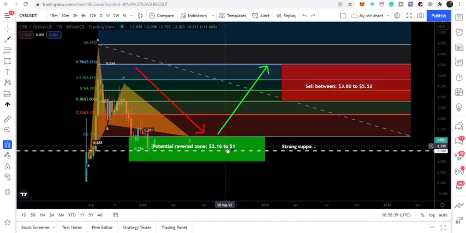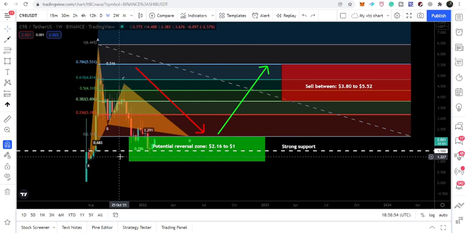Now this buying zone or potential reversal zone, you can see as per the Fibonacci sequence, is very wide because this is a weekly time frame, and you can see it starts from $2.16 and goes to $1. However, in this situation we can find a strong support to set our stop loss there, and that is here on this chart at $1.50.